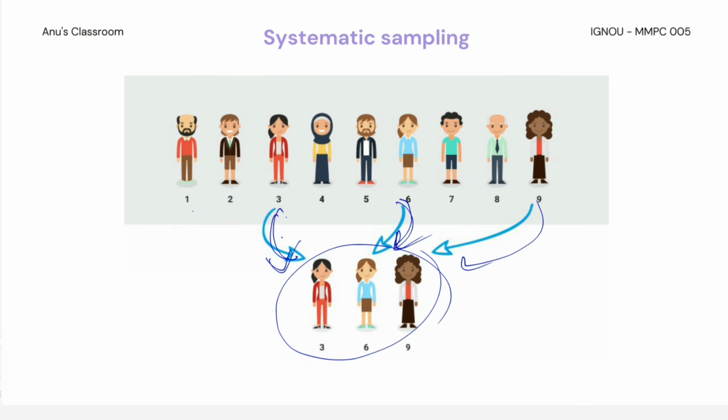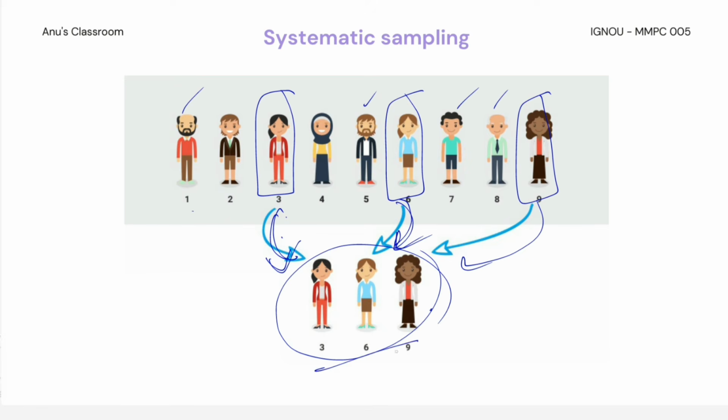But now the problem, as I said, is that if there is a harmonic repetitive pattern, then it is a problem. See over here, we had males, but unfortunately every third person was a female. So if we look at the sample, we may feel that this population is entirely composed of females, right? But that is not the case.